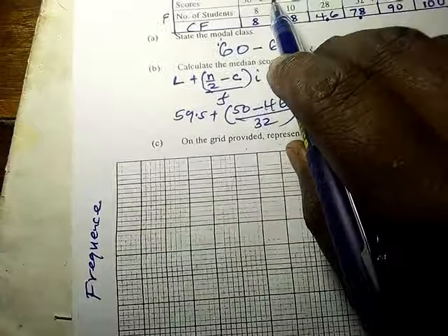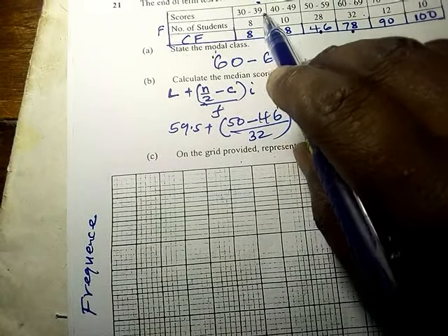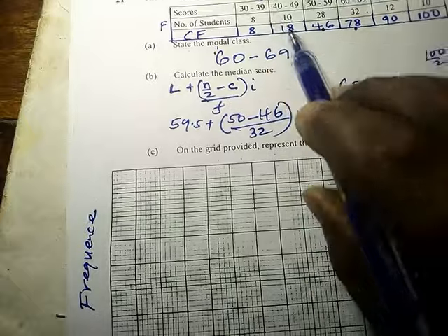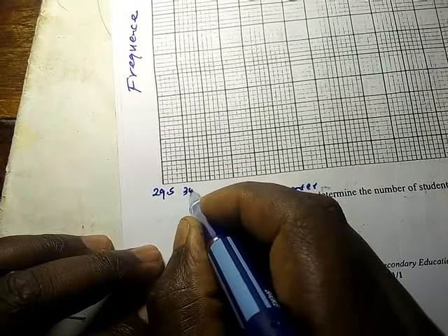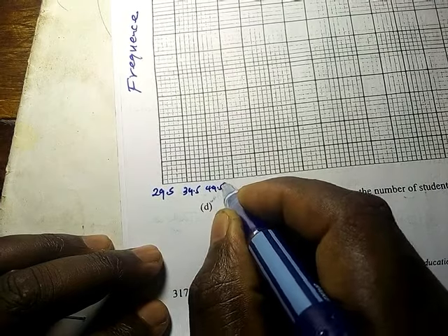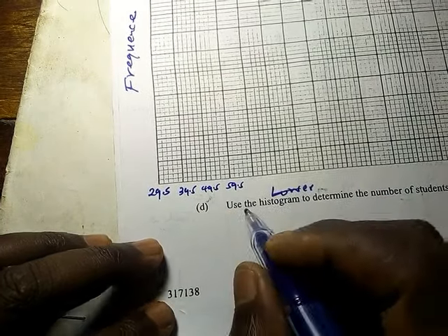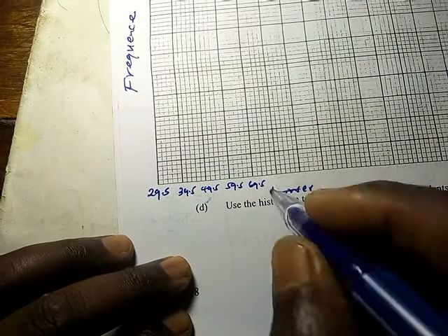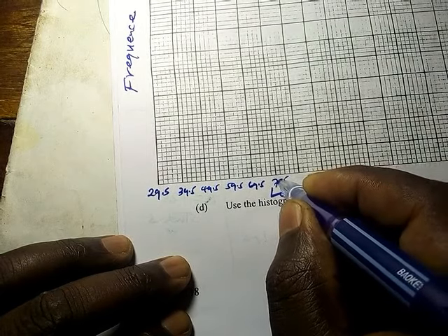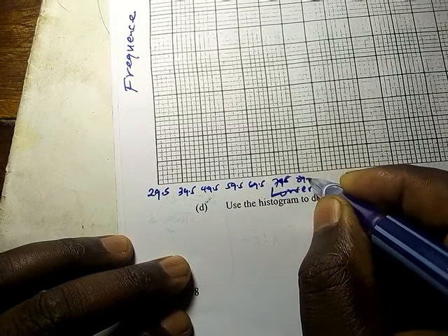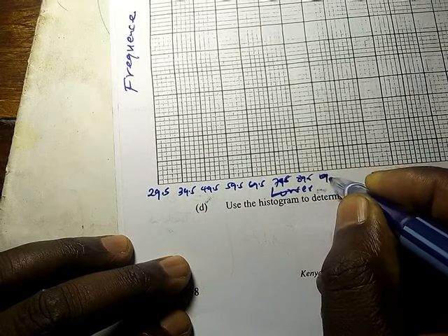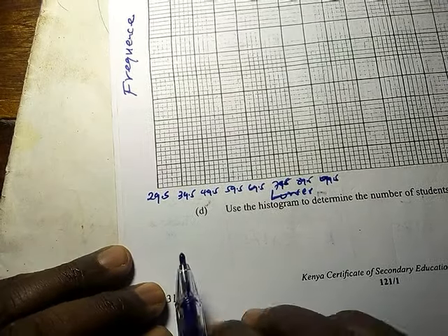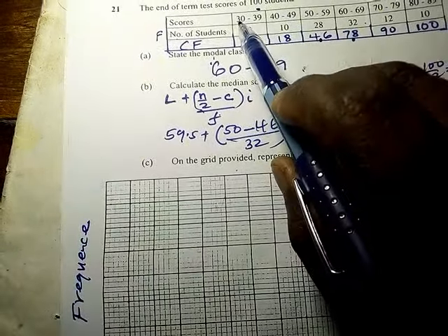After that, the next one is 40. What is the lower limit of 40? It is 39.5. So the next one is going to be 39.5, 49.5, 59.5, because the class interval is the same. 69.5 all the way 79.5, 89.5, 99.5.